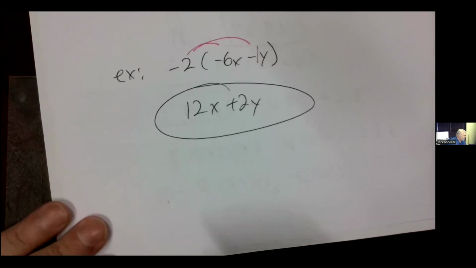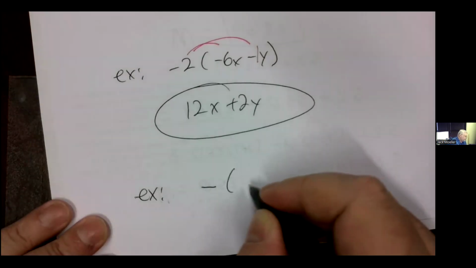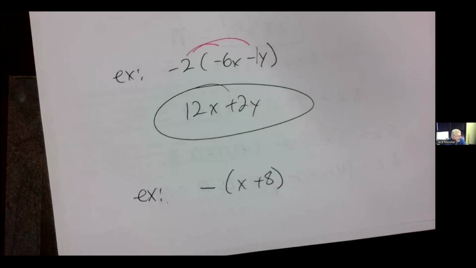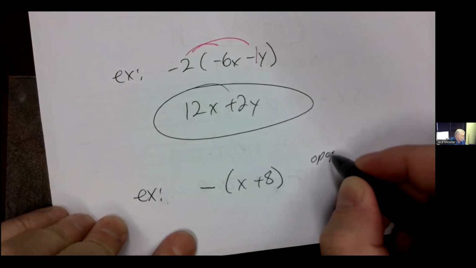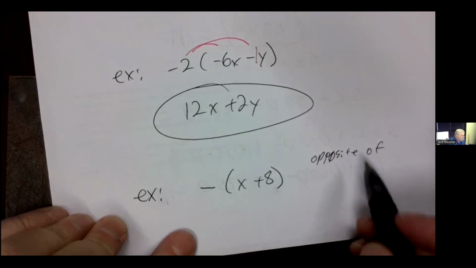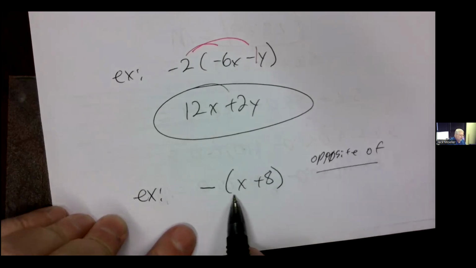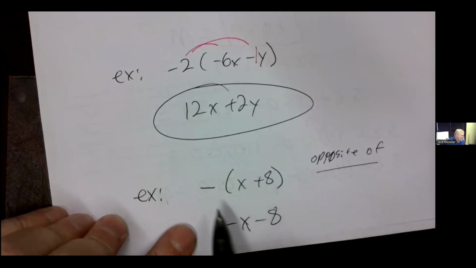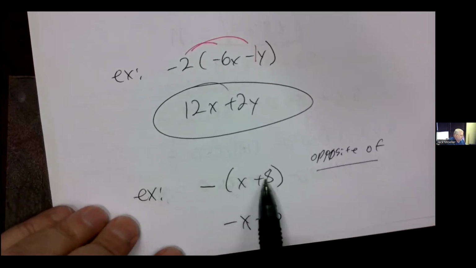Let me give you one more quick example and then we'll get to some of this. What if you have negative parentheses x plus 8? What does that negative outside mean? Well, when I see a negative by itself outside a grouping symbol, I see that as opposite of. So what is the opposite of x plus 8? Opposite of means we change the signs. The opposite of positive x would be negative x. The opposite of positive 8 would be -8. So when you have a negative sign outside of parentheses, what's inside the parentheses has to change signs: positive to negative, negative to positive.